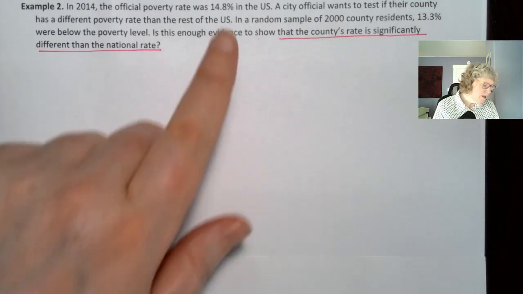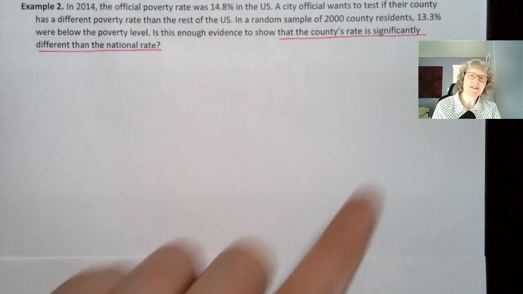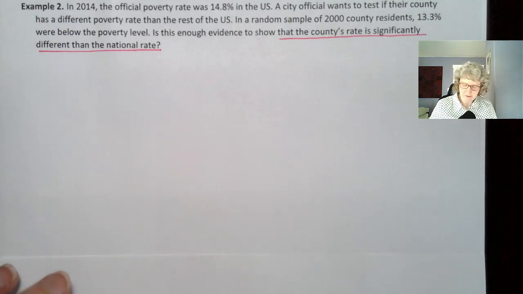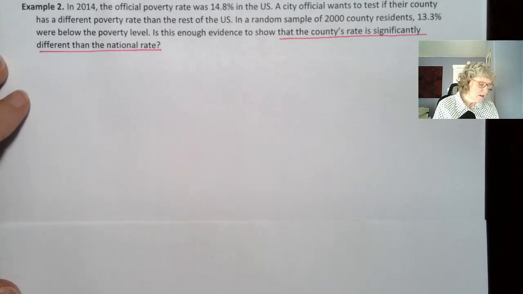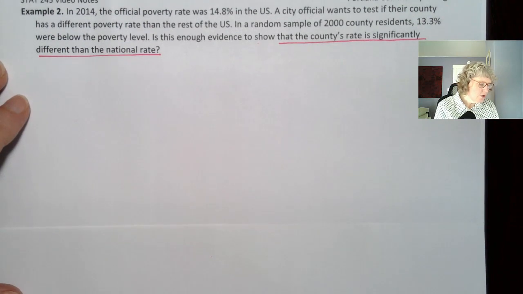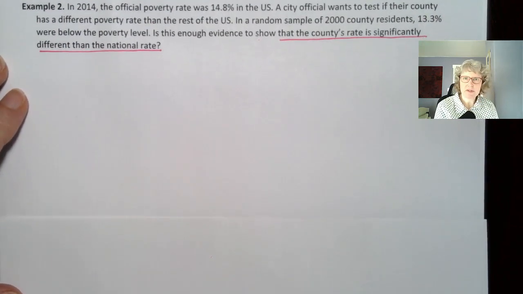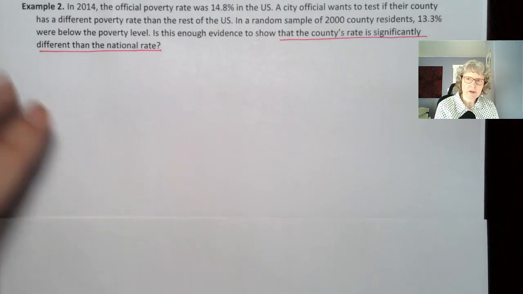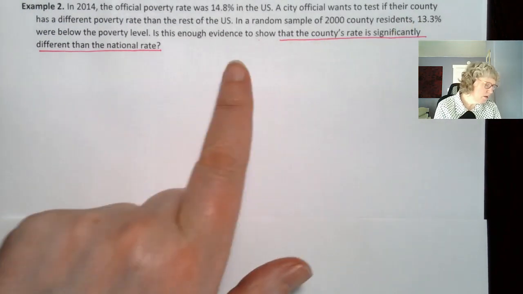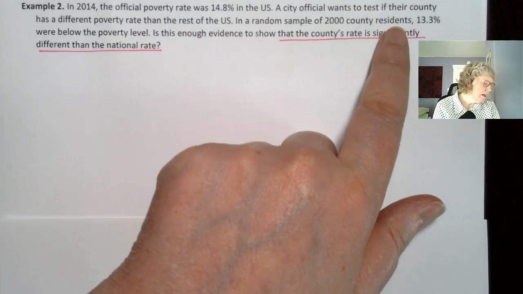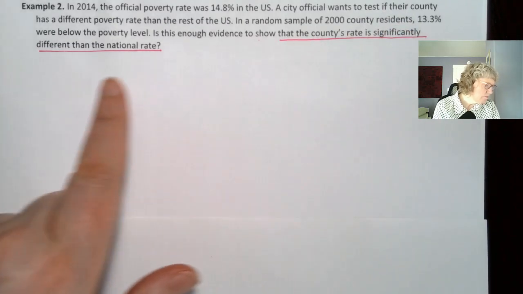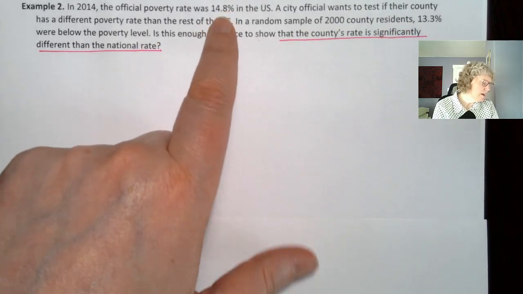We have a p hat. Now we have two different percentages. So this is one where we have a null parameter and a sample statistic, p hat, right? So this is the county one. This is the one they want to test. The county officials want to test if it's significantly different than the national rate.